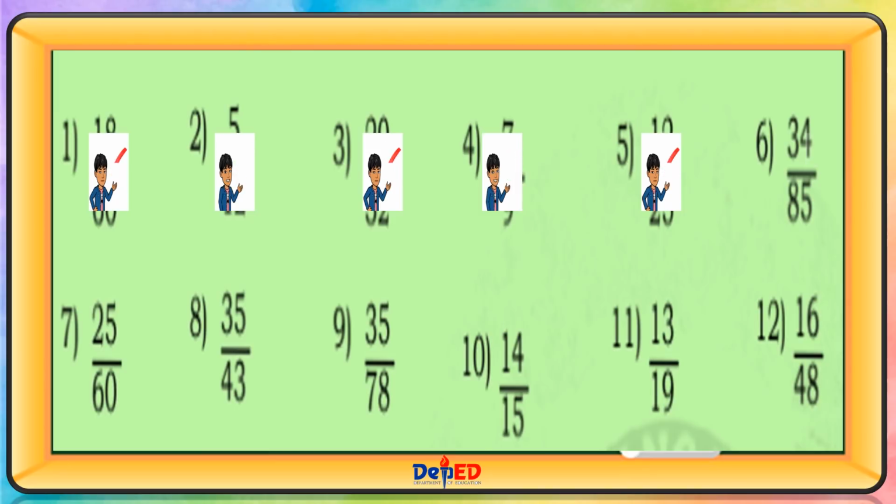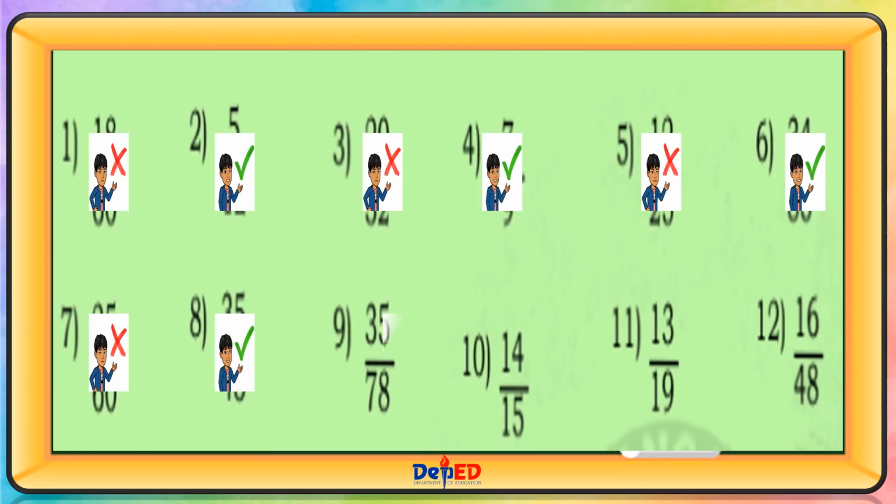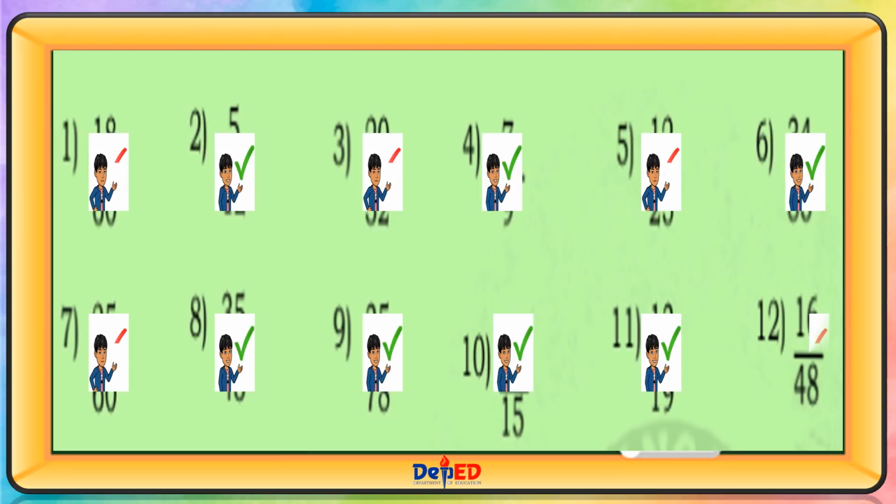34/85 is check. 25/60 is X. 35/43 is check. 35/78 is check. 14/15 is check. 13/19 is check. 16/48 is X.